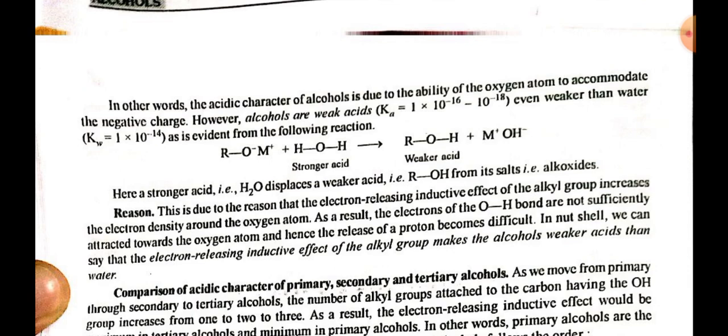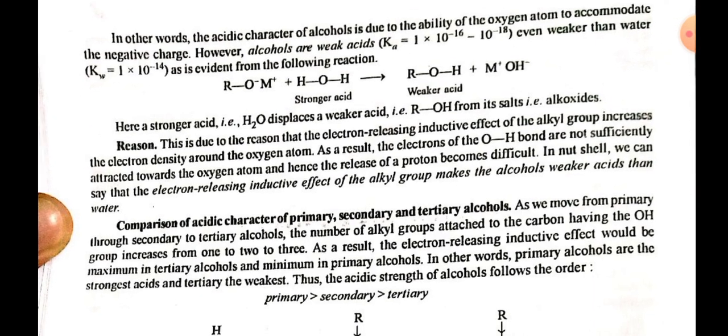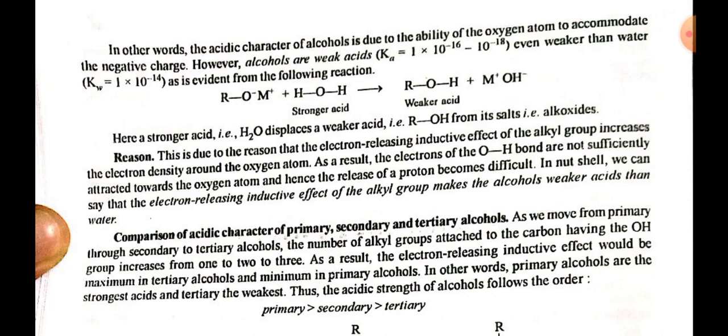However, alcohols are weak acids, even weaker than water, as is evident from the following reaction. When an alkoxide ion reacts with a stronger acid, that is water, it gives a weaker acid, that is alcohol. Here the stronger acid H2O displaces the weaker acid ROH from its salts, that is alkoxides. Reason: the electron releasing inductive effect of the alkyl group increases the electron density around oxygen. As a result, the electrons of O-H are not sufficiently attracted towards the oxygen atom, and hence the release of proton becomes difficult. In a nutshell, the electron releasing inductive effect of the alkyl group makes alcohols weaker acids than water.